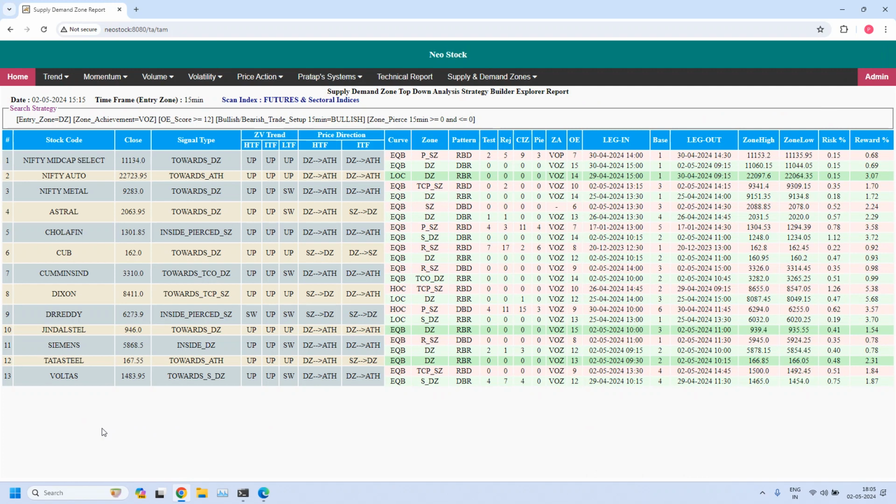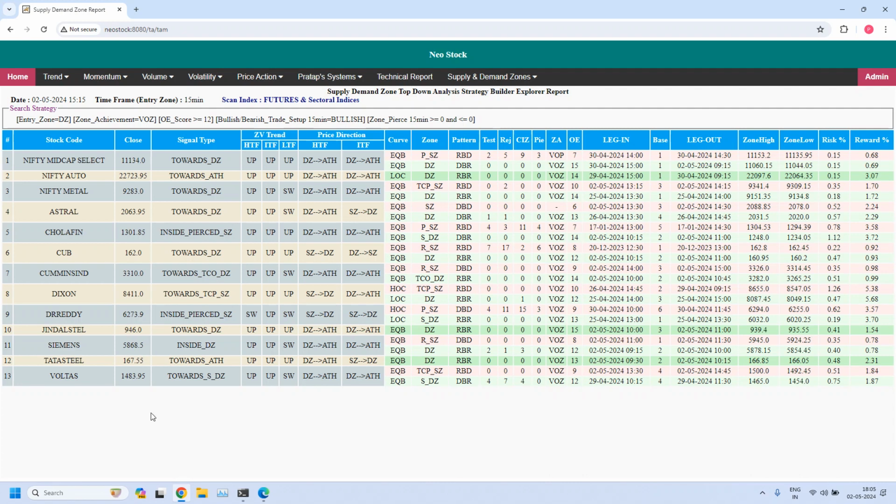I'll be giving you only a few seconds and move on to the next report. So please pause the video. You can study all these columns. If required, you can also draw on the charts using the timestamp in leg in, the number of base candles, and also the timestamp in leg out. You can take those details and draw the zones in your charts.